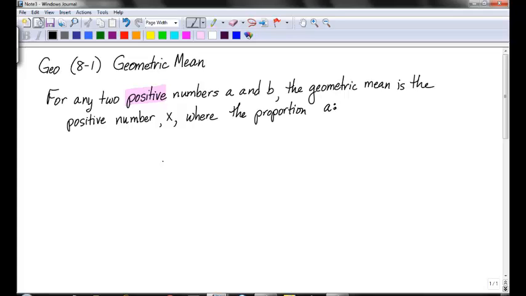A is to X. Now they might write it with a colon. A is to X equals X to B. They might write it like that. Most of us are used to writing it in this form. A is to X as X is to B.